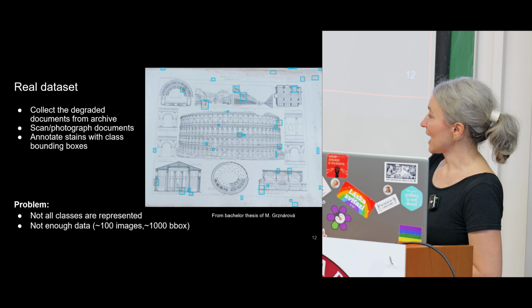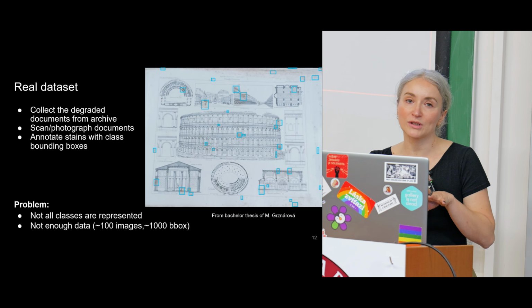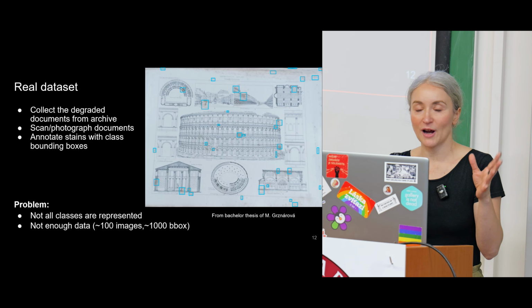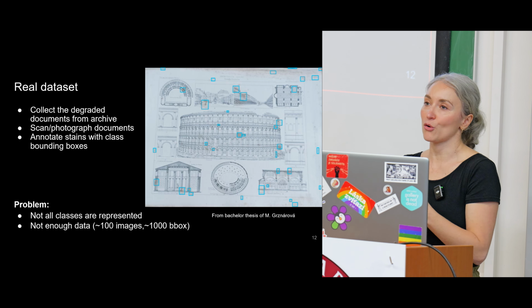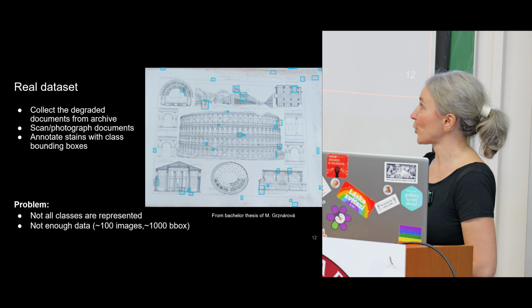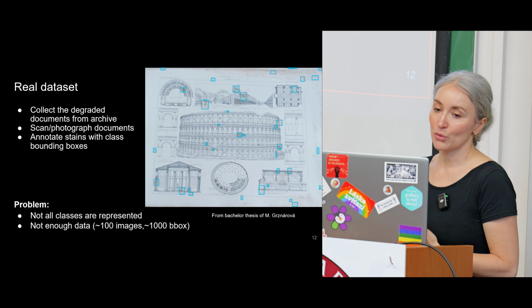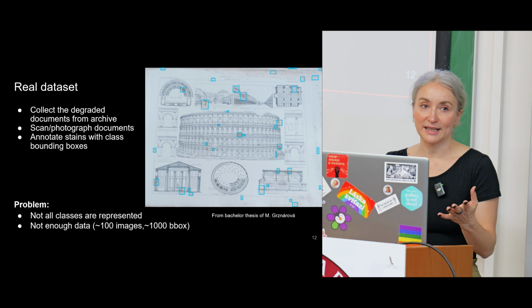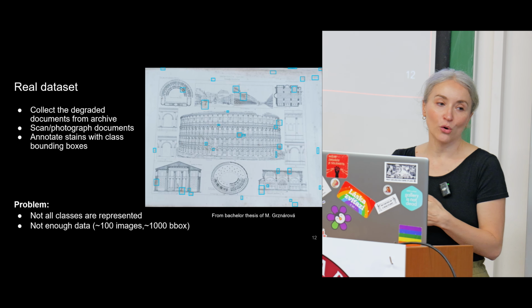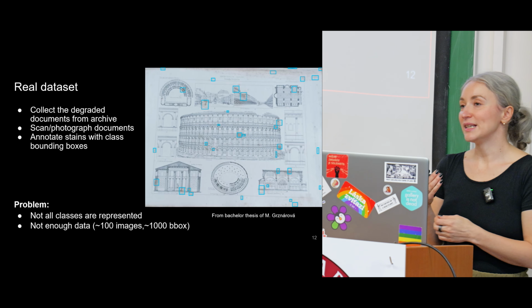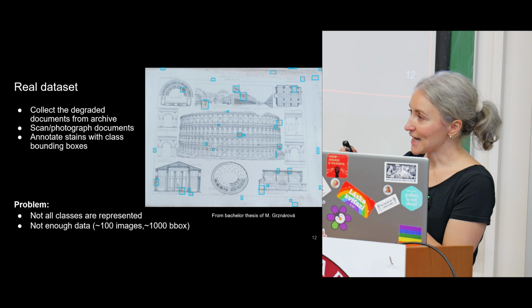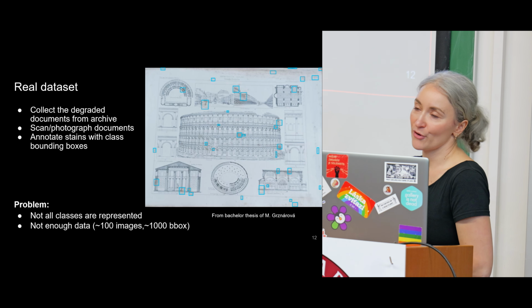So in our task, the problem is not the architecture of the model, because there is a lot of architecture we can just take off the shelf and use. However, the problem we are dealing with is data. To train the neural network, we need a lot of data. And in this case, we don't have any. We need our restorers to manually annotate the stains which are on the paper, and this is very time consuming.